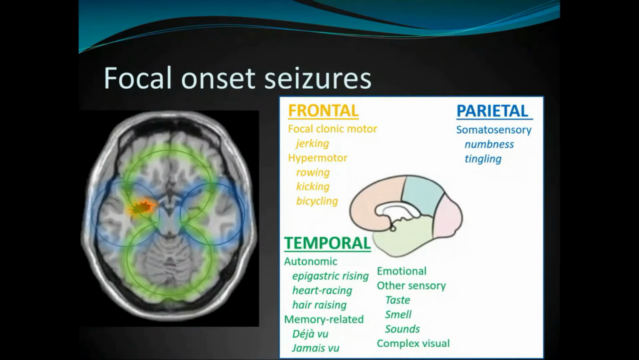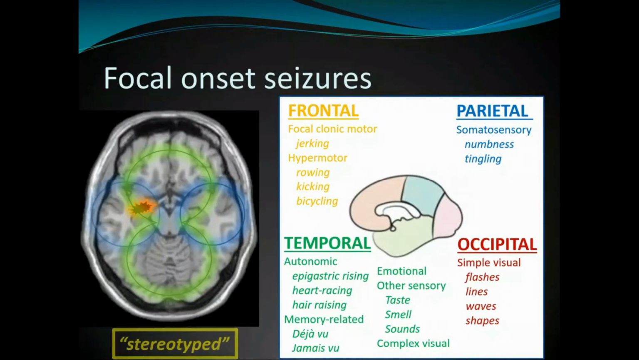In the back parts of the temporal lobe, people can experience complex visual experiences, okay? So things like visual hallucinations. With occipital onset seizures from the back part of the brain, people will see more simple visual experiences, things like flashes or lines or waves and shapes that might spread across a person's vision.